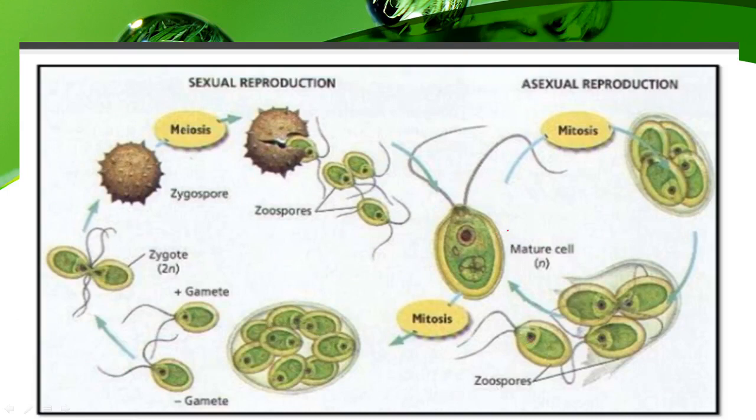So you can see here there is sexual reproduction, as in Chlamydomonas, it's a motile one and it undergoes mitotic division. There is a formation of gametes, and as these gametes are similar in size, it is called isogamy. And there is a fusion.